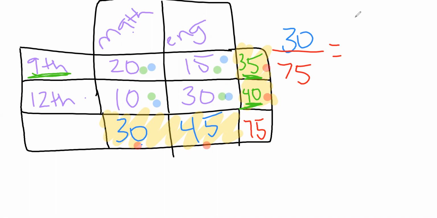Let me go ahead and use my calculator. So we're doing 30 divided by 75.